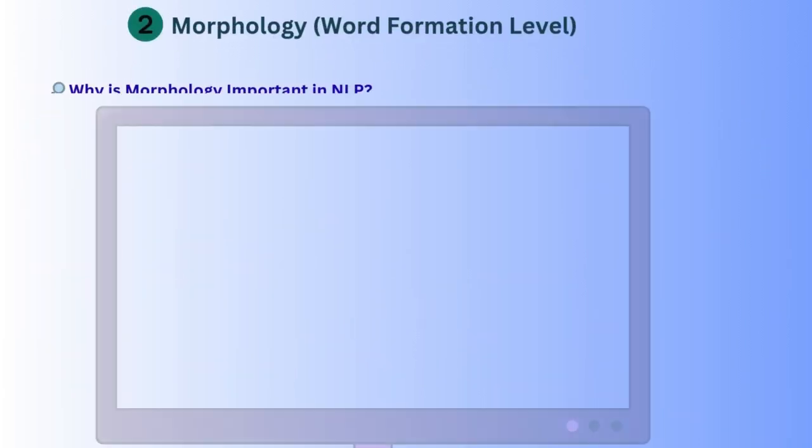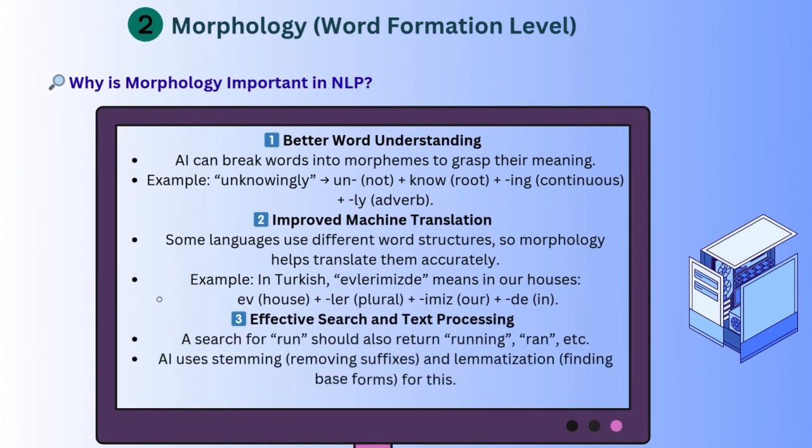Morphology, word formation level. Why is morphology important in NLP? Better word understanding: AI can break words into morphemes to grasp their meaning. Example: "unknowingly": un, meaning not, plus know, the root, plus ing, continuous, plus ly, adverb. Improved machine translation: some languages use different word structures, so morphology helps translate them accurately. Example: in Turkish, "evlerimizde" means "in our houses": ev, house, plus ler, plural, plus imiz, our, plus de, in.